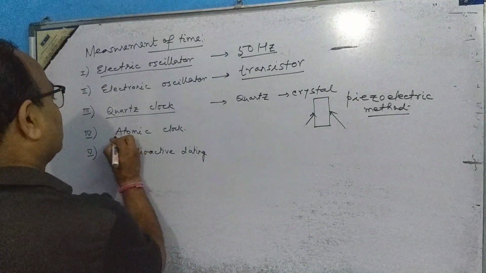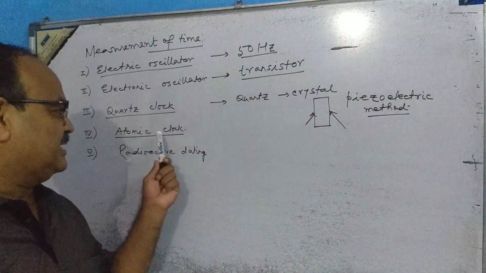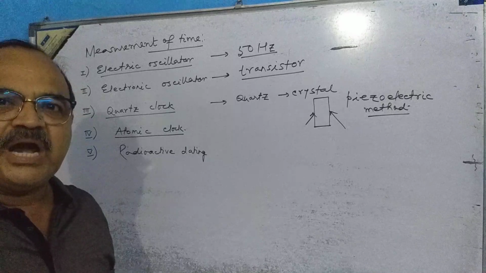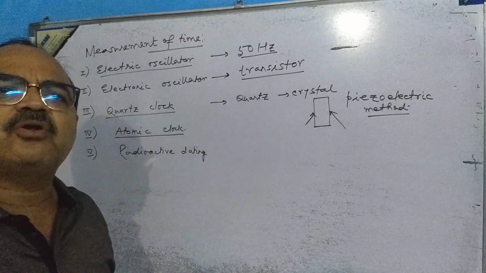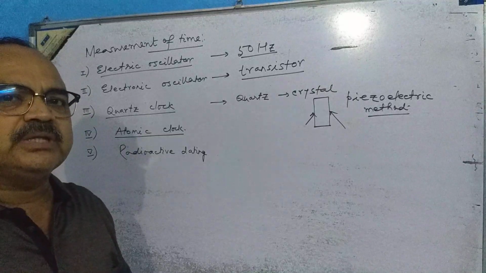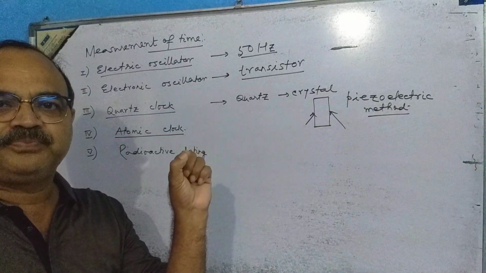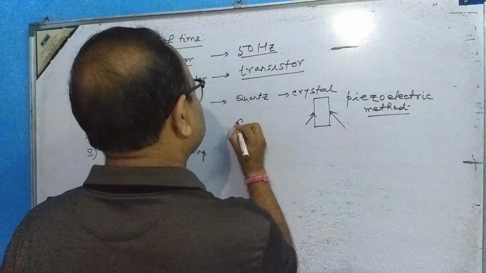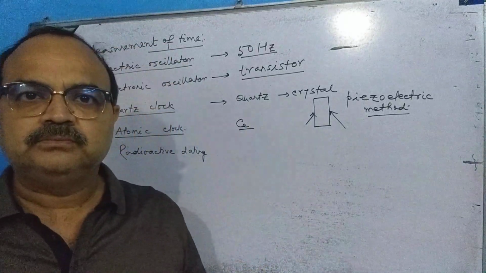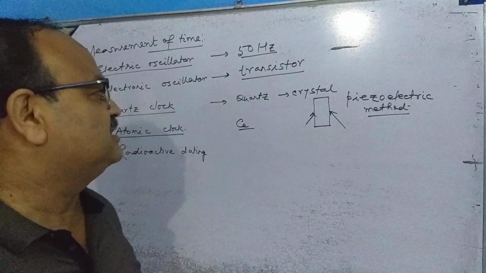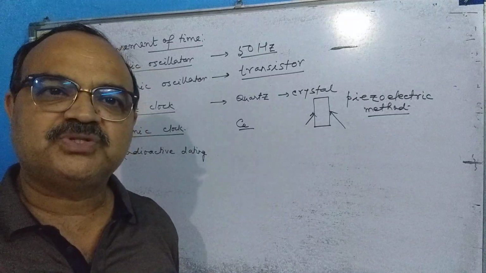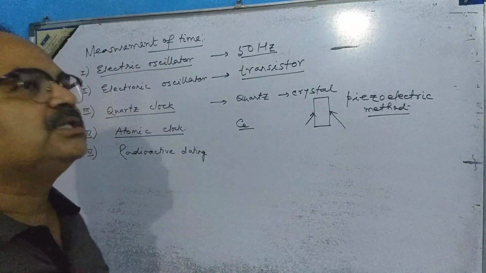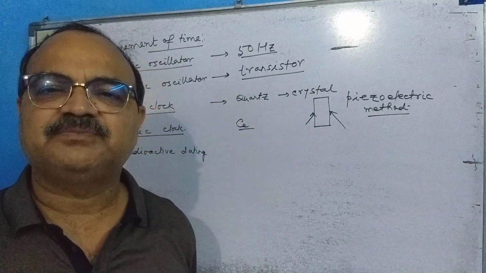Then we are coming to the atomic clock. You can read NCERT, where atomic clock is given in detail. Atomic clock has a very high order of accuracy. It is based on the oscillation of atoms, especially the cesium atom. With the help of the oscillation of the cesium atom, the atomic clock has been made.